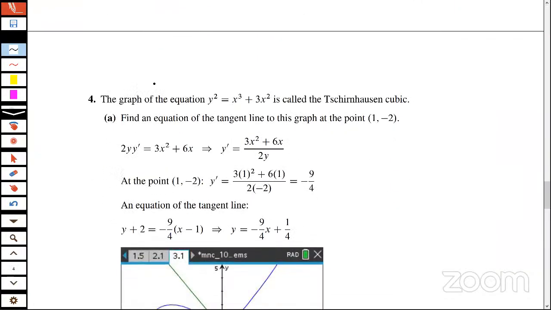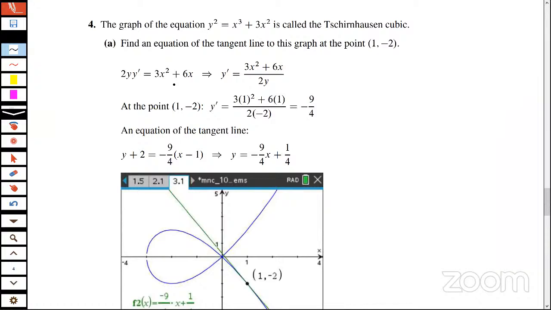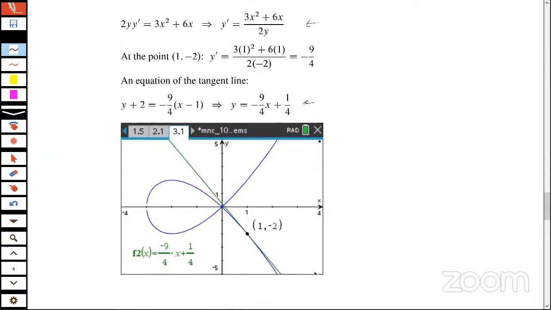All right. Real quickly, here's a couple of other answers. We were discussing how you pronounce this, but we think it's the Tschirnhausen cubic. This is kind of a neat graph too. Find an equation of the tangent line to the graph at this point, the usual. I find y prime using implicit differentiation. Here's an equation of the tangent line. And again, I really like to back things up graphically, to confirm my answers that I found analytically.